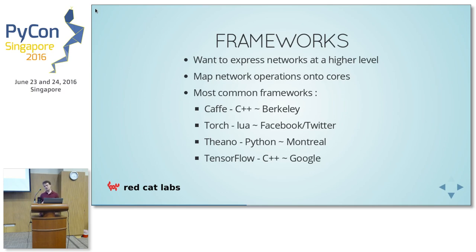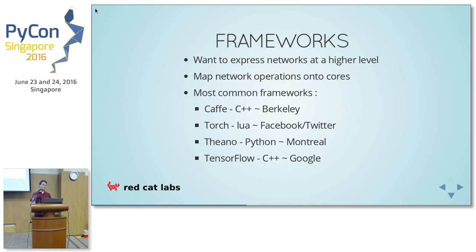So you've got a lot of mathematics to do. The machine will be doing a lot of mathematics. So if you've got a four-core machine, you want to be using all those cores. If you've got a GPU, you've got 2,000 cores. You want to be able to map your problem onto this thing. And so people use frameworks.